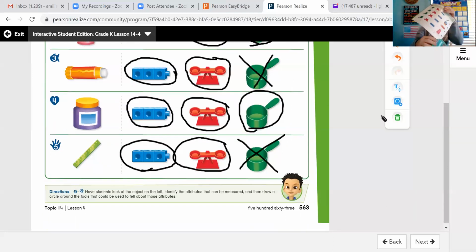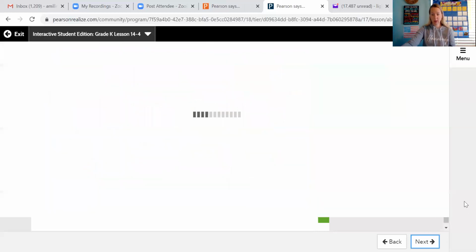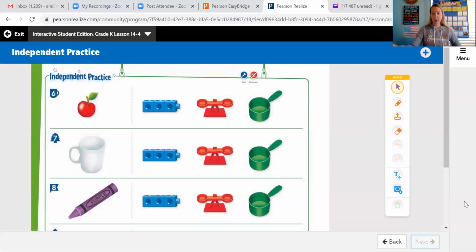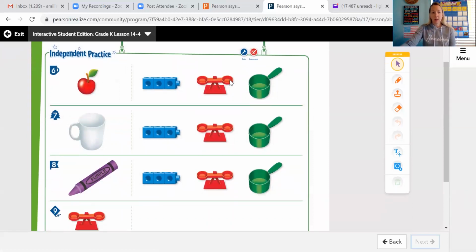Go ahead and pick up your paper and do the hard flip. Flip to the very last page. And this is your page to do on your own. I will go over the directions for you. Numbers 6, 7, and 8 are exactly what we just did on the last page. You will circle each object that you could use for each item on the left.